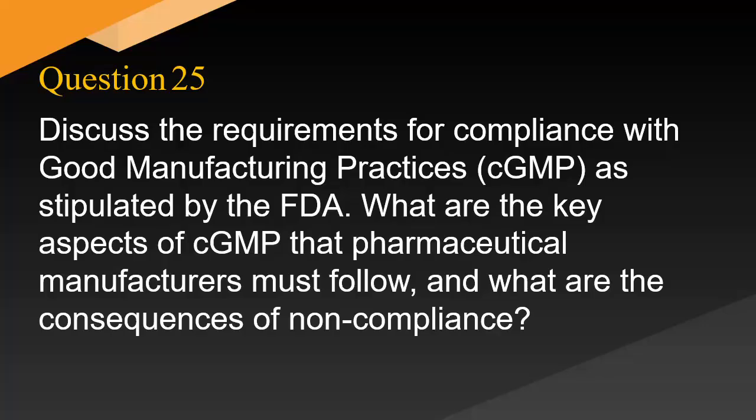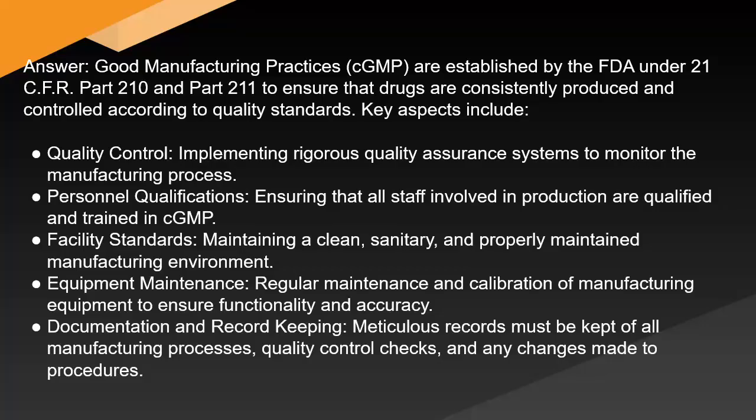Discuss the requirements for compliance with Current Good Manufacturing Practice (CGMP) as stipulated by the FDA. What are the key aspects of CGMP that pharmaceutical manufacturers must follow, and what are the consequences of non-compliance? Answer: Current Good Manufacturing Practices (CGMP) are established by the FDA under 21 CFR Part 210 and Part 211 to ensure that drugs are consistently produced and controlled according to quality standards.